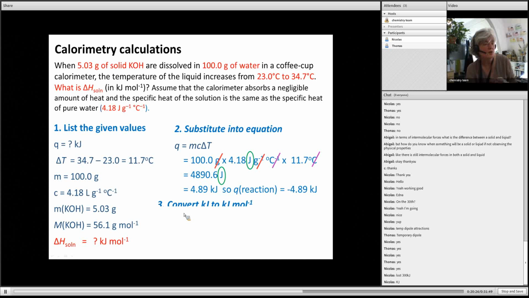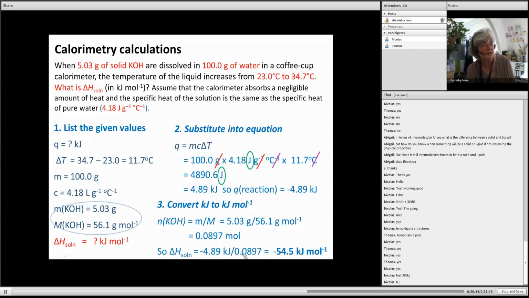Okay, so where do we want to now convert for the reaction? We have to also work out the kilojoules given off per mole, so we need to know how many moles we've got. 5.03 divided by 56.1 gives you that many moles, and then you just simply divide it. And please always give your answer to 3 significant figures and the correct unit. Any questions with that?